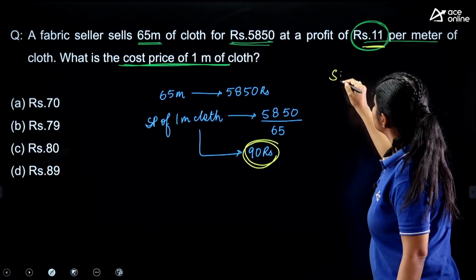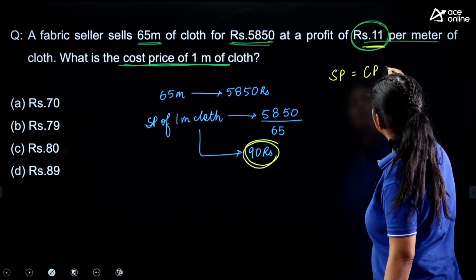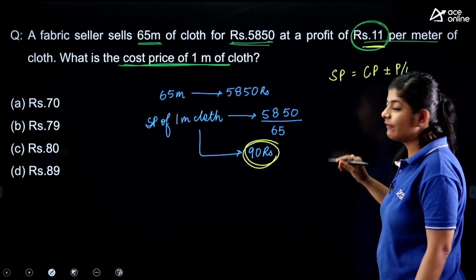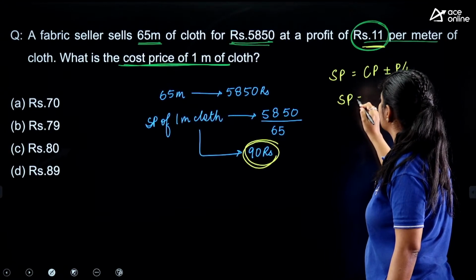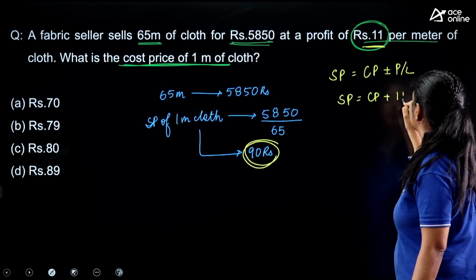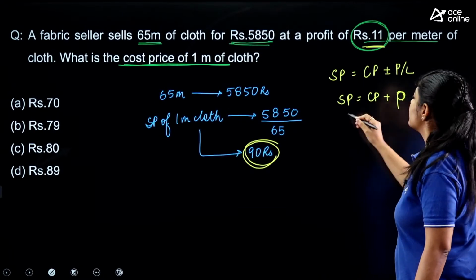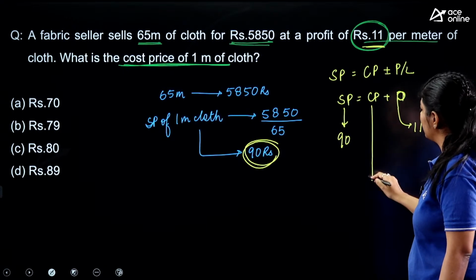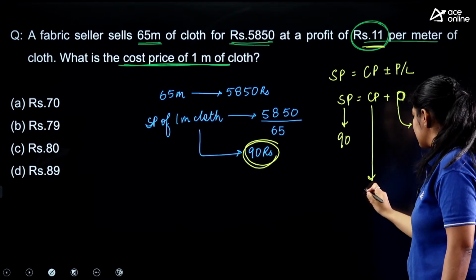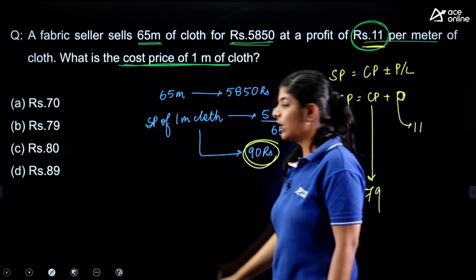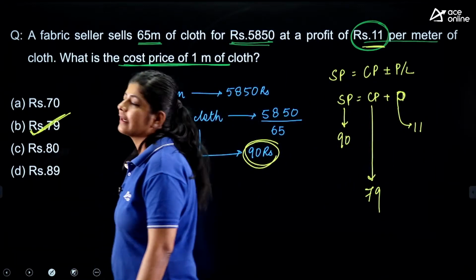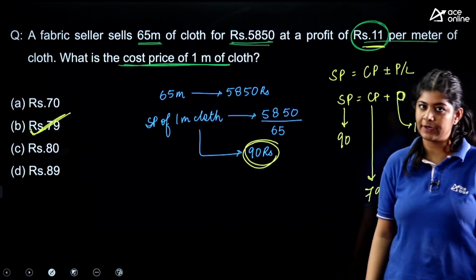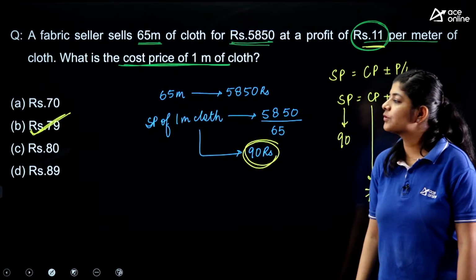Selling price is cost price plus profit or minus loss. Here we have a profit, so selling price is cost price plus profit. The selling price is 90 and the profit is 11, so we need to calculate the cost price. The cost price is 79 rupees. Option B is the correct one. Very good, fighter. So the correct answer here is option B.